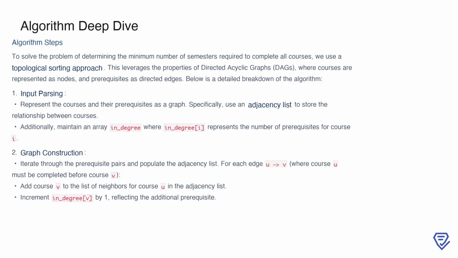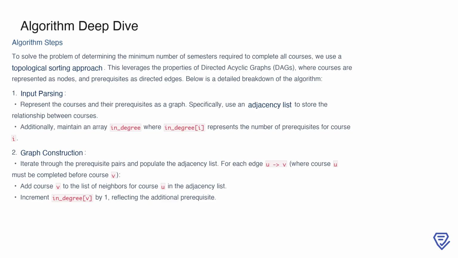We represent the courses and their prerequisites using an adjacency list, which is an efficient structure for storing relationships in a graph. Alongside this, we maintain an indegree array, which keeps track of the number of prerequisites for each course. For example, if course 3 has 2 prerequisites, its indegree value will be 2.